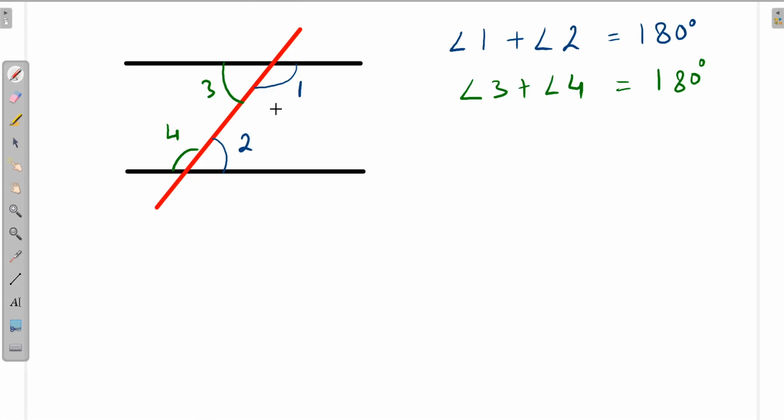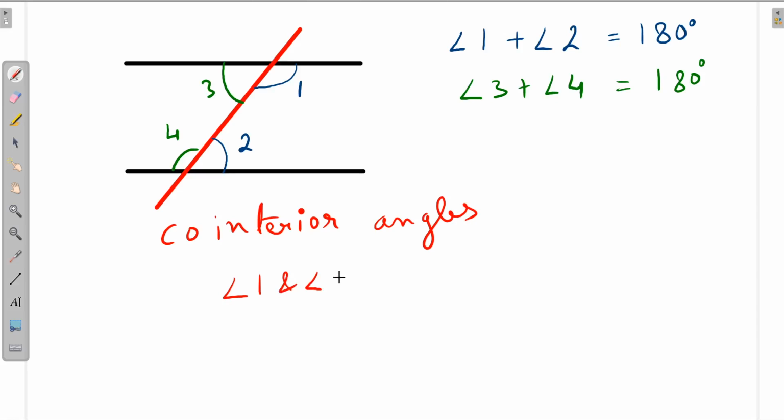There is no concept of co-exterior angles, so don't have the myth that there are co-exterior angles. There is not any type of co-exterior angles, only co-interior angles are present. So these are co-interior angles, angle 1 and angle 2 is the first pair, and the second pair is angle 3 and angle 4.